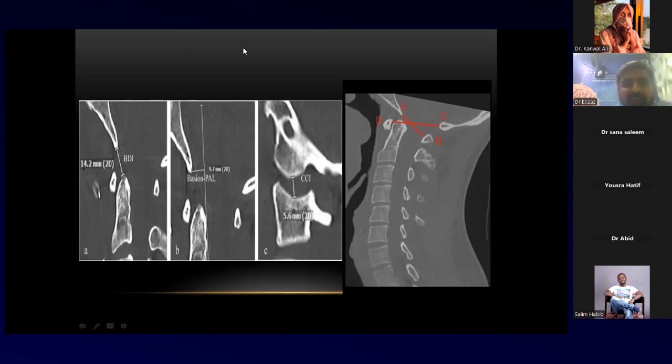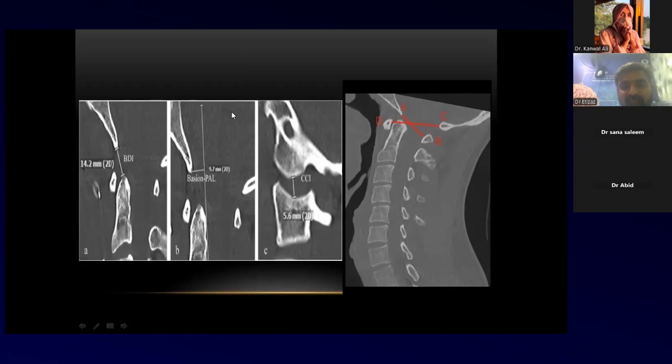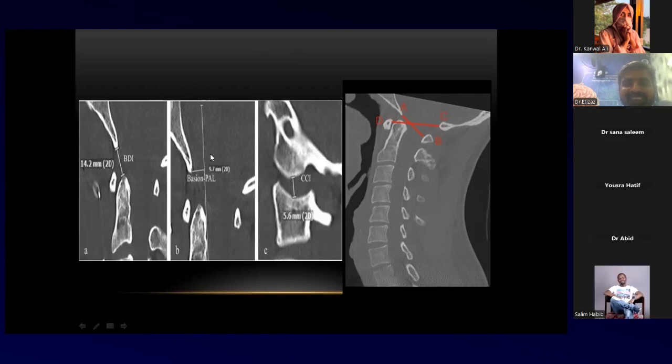What is PAL and the Basion? Adult less than 2 mm. Okay. Thank you, Dr. Kamal. Harris line. It's also called the Harris line, the posterior axial line. PAL stands for the posterior axial line. Axial stands for C2. And this line is also called the Harris line.